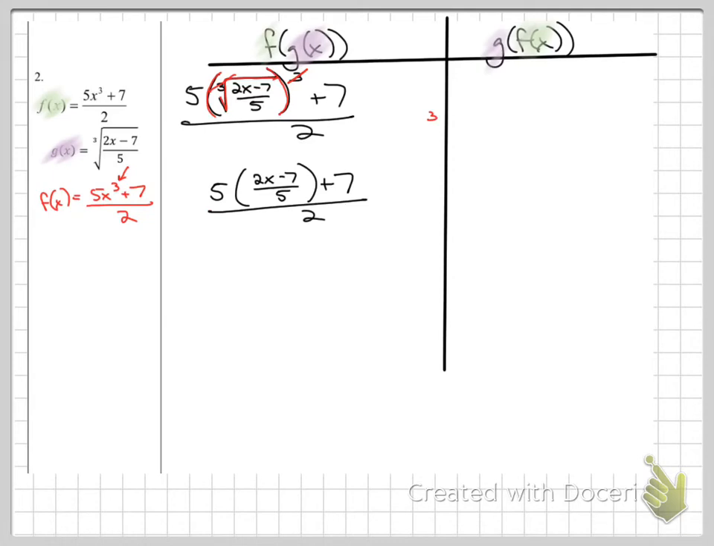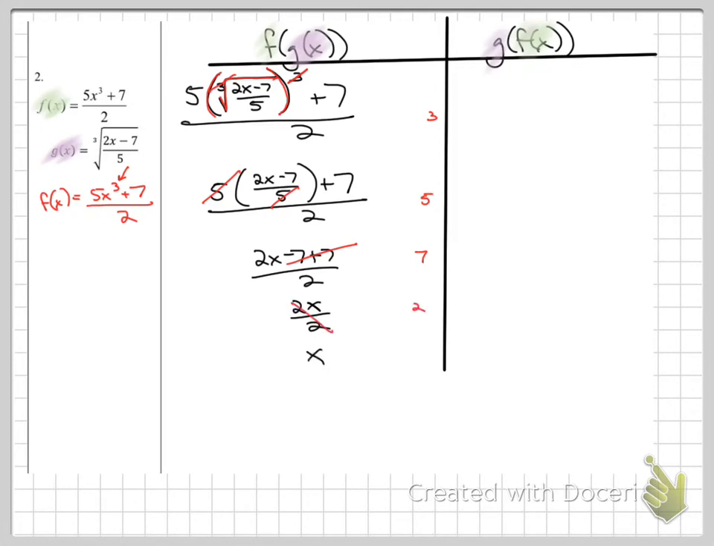You can use the f of x on the left. So after you cube it, what would you do? Well, you would multiply it by 5. The 5's cross out next. After you multiply it by 5, what would you do? Well, you would add 7. The 7's cross out next. Then 2 over 2, and you get x.